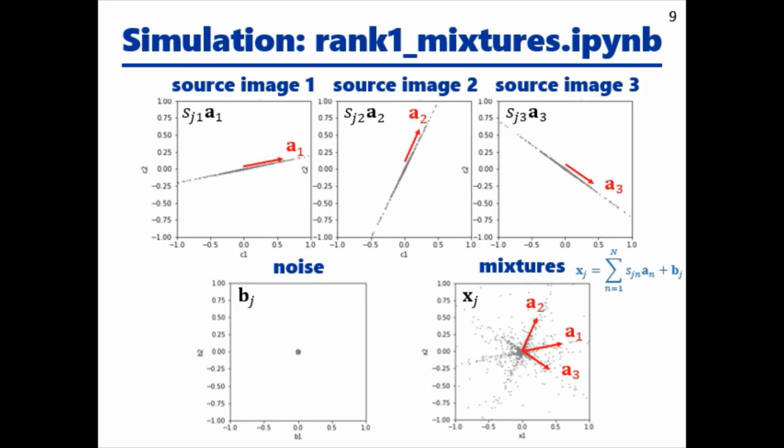Here we show a simulation example. We generated mixtures according to the signal model by running a Python script, rank 1 mixtures with parameters a, h, and B, which is available to you. So I encourage you to play with it yourself if you are interested.